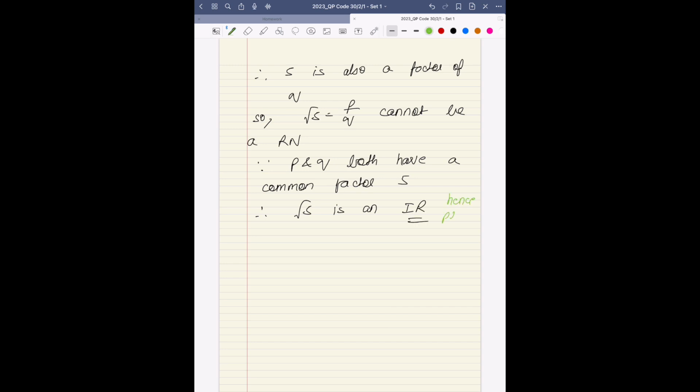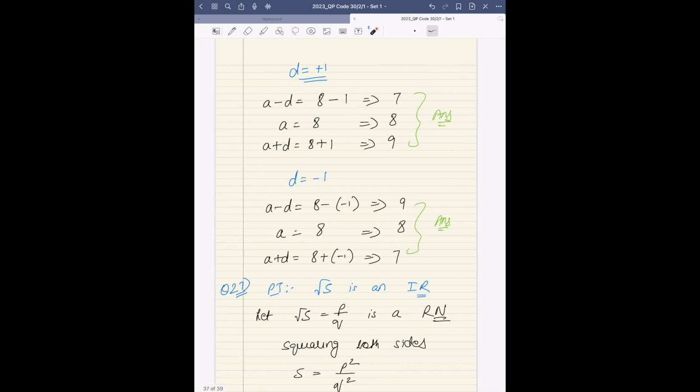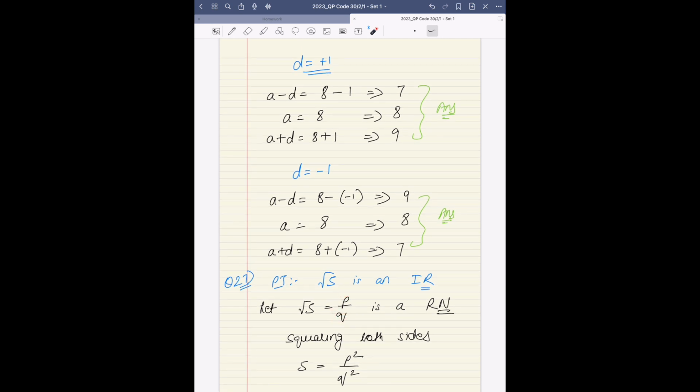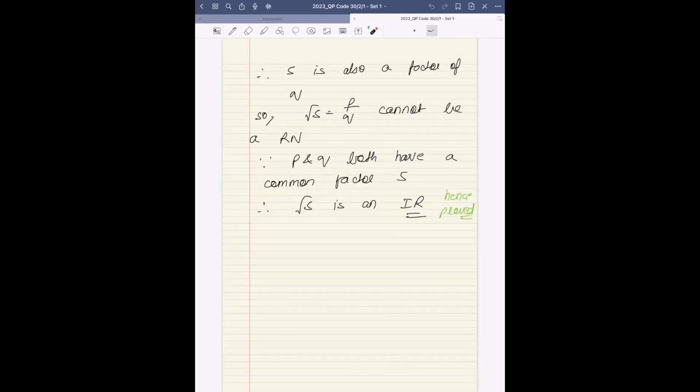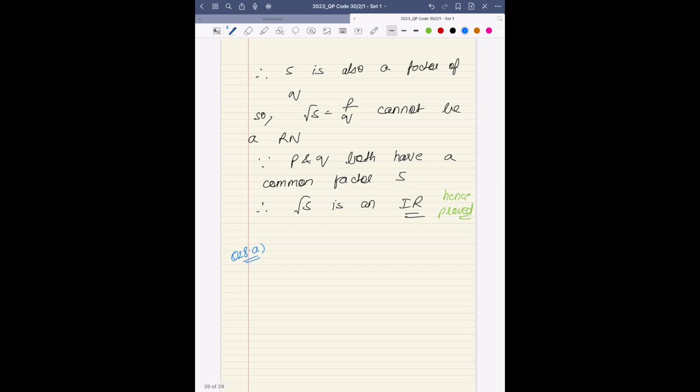So this is straightforward, but you need to understand the logic: you have to show that P and Q both have a common factor, and you do that using these conclusions. Okay, moving on to question number 28. Again, 28 has two parts. We will start with question number 28A.